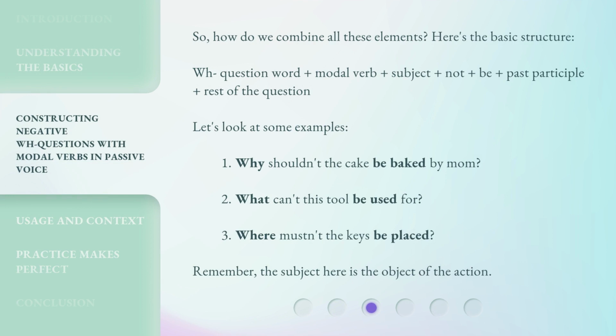So, how do we combine all these elements? Here's the basic structure. WH question word plus modal verb plus subject plus not plus be plus past participle plus rest of the question. Let's look at some examples.